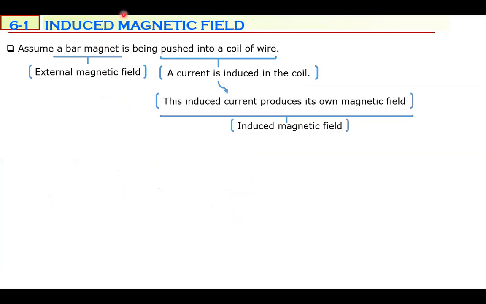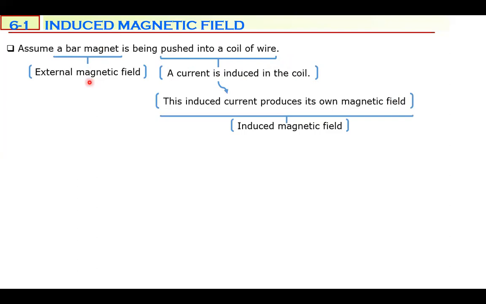Now we will talk about the induced magnetic field. First, we know that a bar magnet has its own magnetic field, which is known as the external magnetic field. Assume a bar magnet is being pushed into a coil of wire. If there's relative motion between the magnet and the wire, then a current is induced in the coil. We know about this.